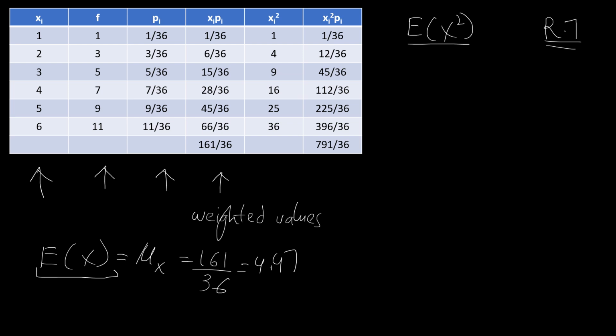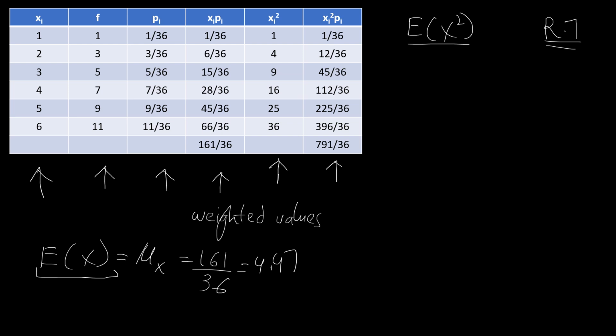Now note that x squared is simply a function of x, right? So first of all, we need to calculate x squared, which is done in the fifth column. So we take the values in the first column and simply square them. So the square of 1 is simply 1, and the square of 2 is 4. So the fifth column is filled up very quickly by squaring the values in the first column. So these are the squared values of x.